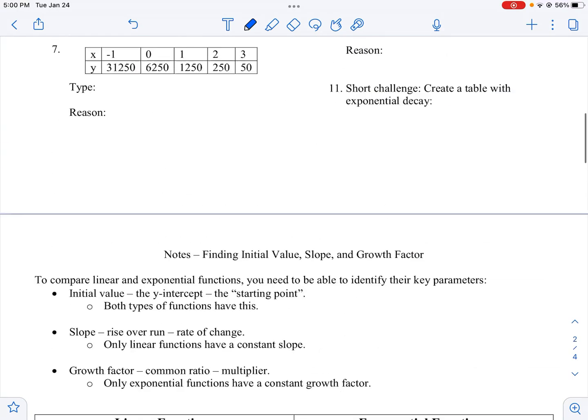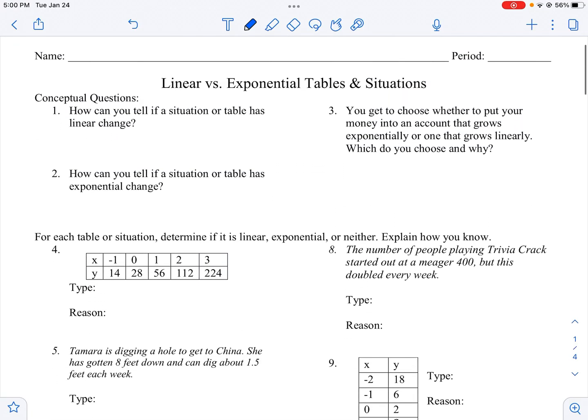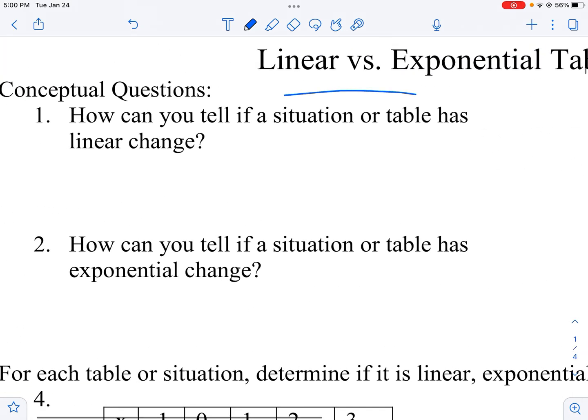So let's go to your actual assignment. So it's got this one. Up here, you've got some conceptual questions. This is just to remember the definitions of linear versus exponential. So how can you tell if a situation or table has linear change? It has a constant slope.